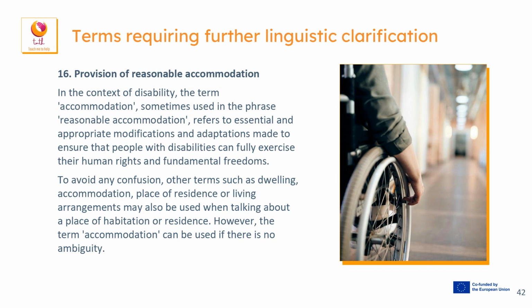16. Provision of reasonable accommodation. In the context of disability, the term accommodation, sometimes used in the phrase reasonable accommodation, refers to essential and appropriate modifications and adaptations made to ensure that people with disabilities can fully exercise their human rights and fundamental freedoms.